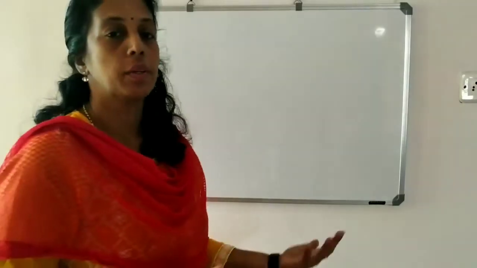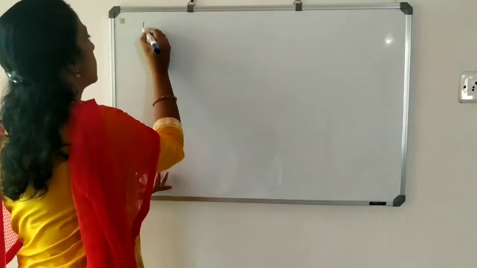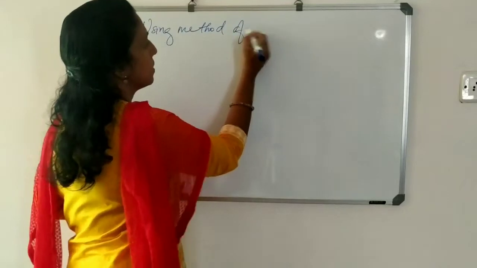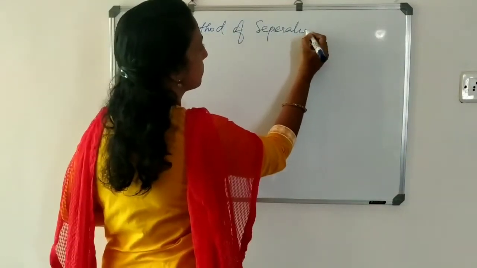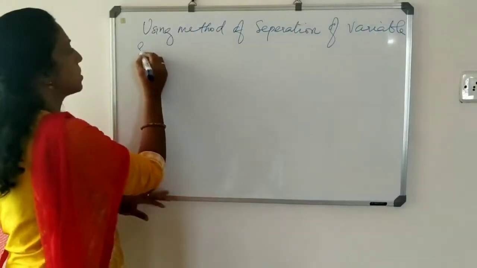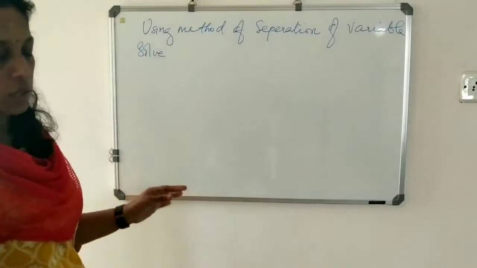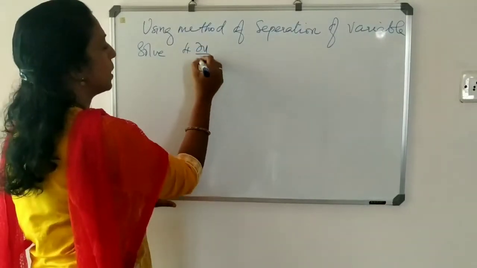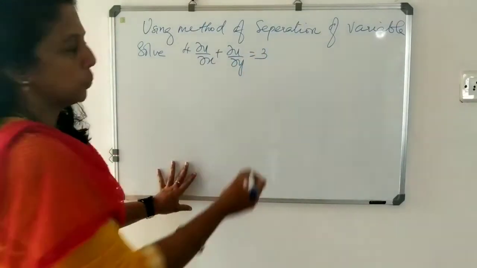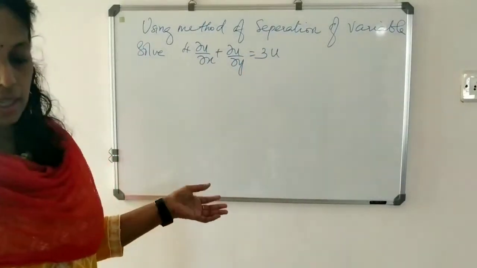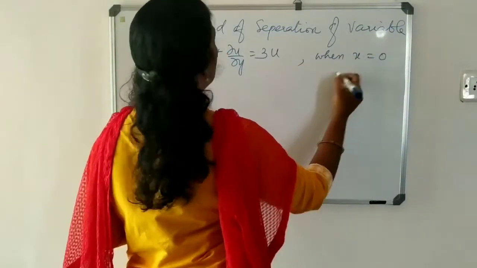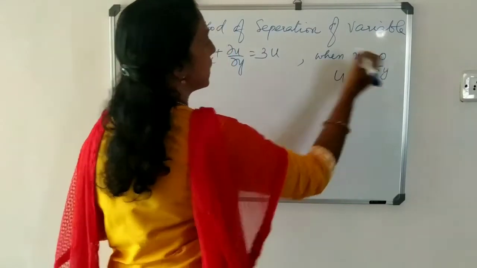Now we can do a problem related to the method of separation of variables. Solve the equation 4 ∂u/∂x + ∂u/∂y = 3u, subject to the condition that when x = 0, u = e^(-5y).